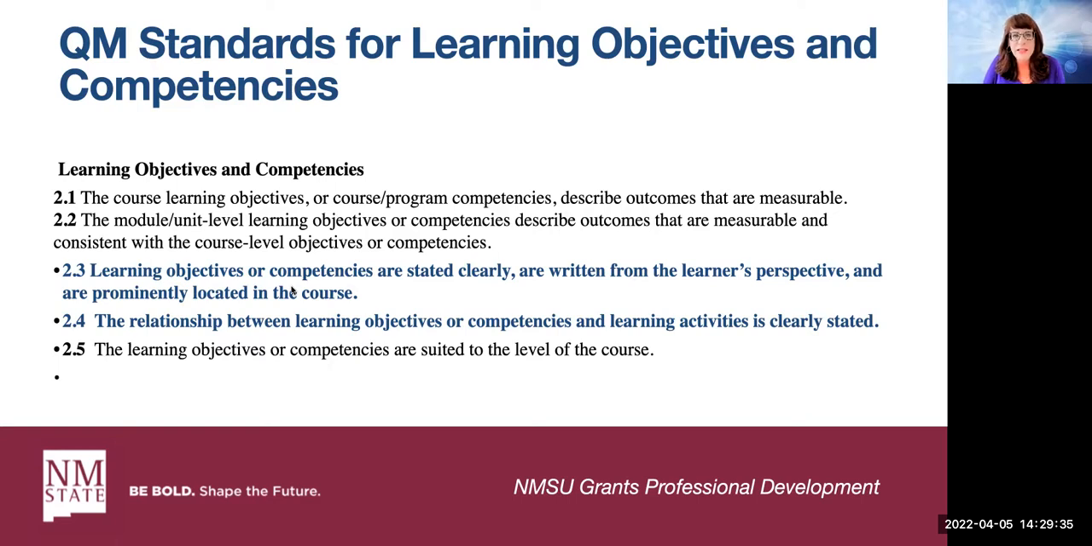Objective 2.4, the relationship between learning objectives or competencies and learning activities is clearly stated. And what that means is students don't understand why you're having them do these activities. They need to understand that these activities will help them understand and learn the objectives. And this is a way, the module is a way to give them that information.